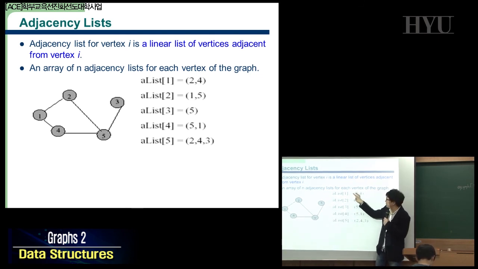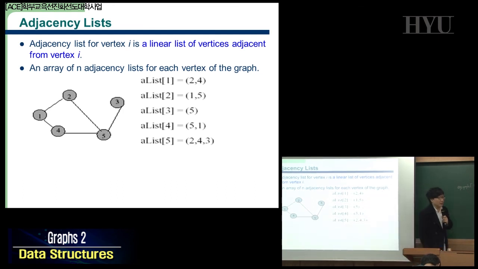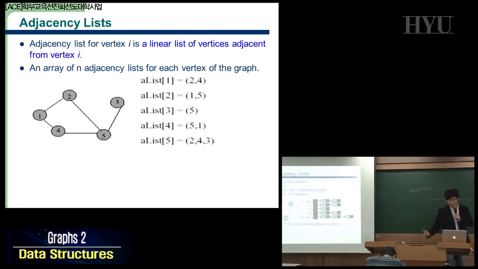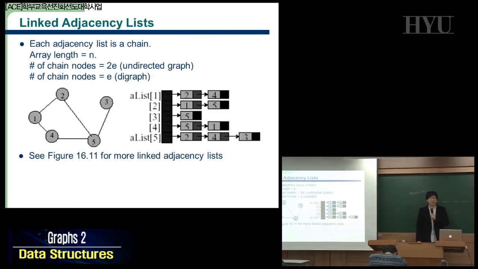So you just simply replace this. This is already an array. From the array, each entry of the array, you put the 2 and 4, 1 and 5, 5 on the side, using a linked list, maybe. That's one way to do it. I don't need to explain this anymore, right? Once we see this figure, then you know how to do it, right?